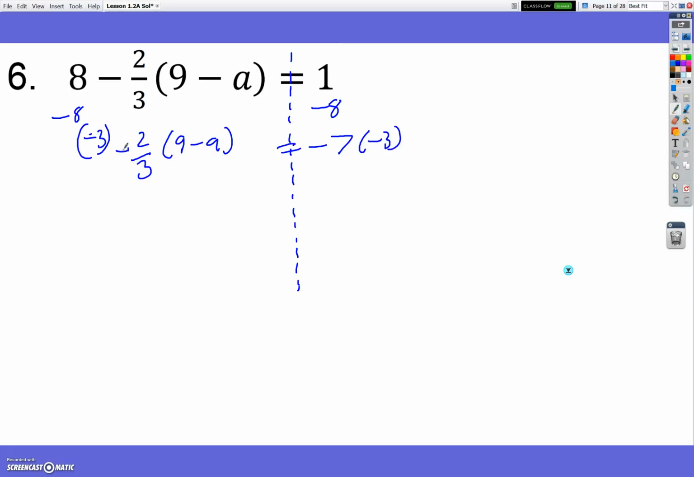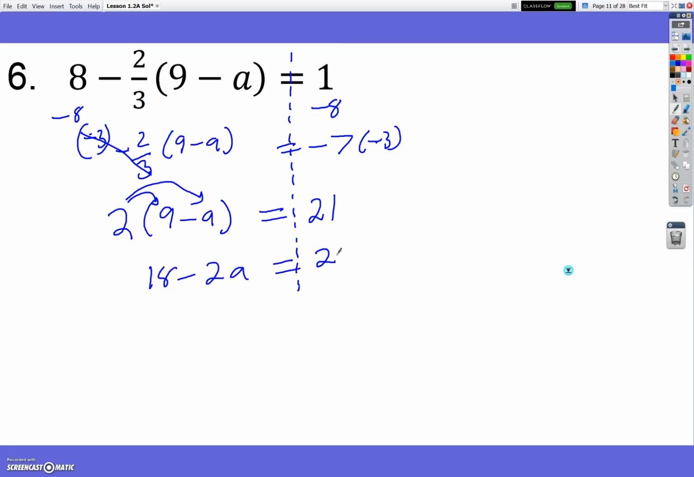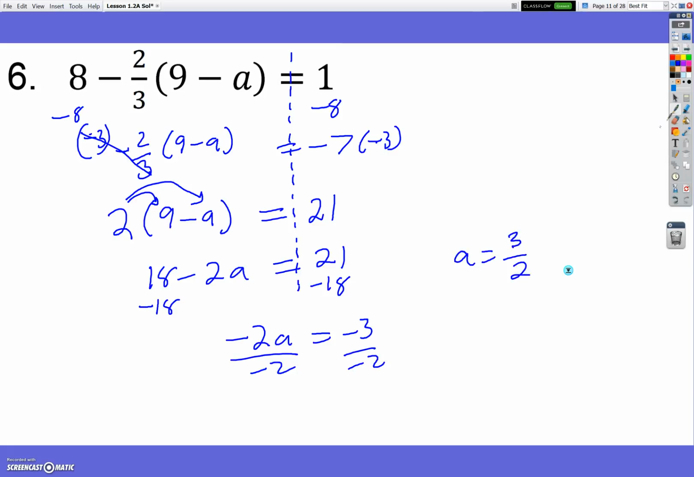This negative 3 and this negative 3 will cancel, and I'm left with 2 times the quantity of 9 minus a, and that is going to be equal to negative times a negative, a positive, 7 times 3 is 21. I'm now going to distribute to both terms to get 18 minus 2a is equal to 21. I'm then going to subtract 18 on both sides to get negative 2a is equal to negative 3. I'm going to divide both sides by negative 2 to get a is equal to positive 3 over 2.